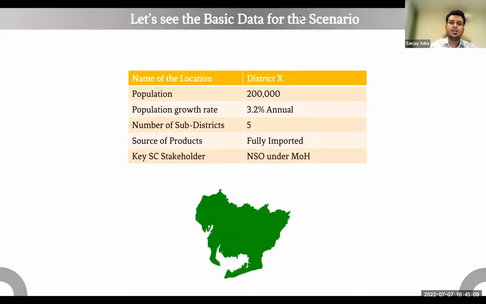So we'll start with the basic idea of where this forecasting is happening. It's a hypothetical scenario of something called district X. It's a very mysterious district. That's why it's called district X. It has a population of 200,000, and an annual population growth rate of 3.2%. You might be asking, why do we need to understand a growth rate? We'll discuss that later. District X has 5 sub-districts. The source of the products is that they import everything. There are no local manufacturers. And the key supply chain stakeholder is the National Supply Organization, which is under the Ministry of Health.